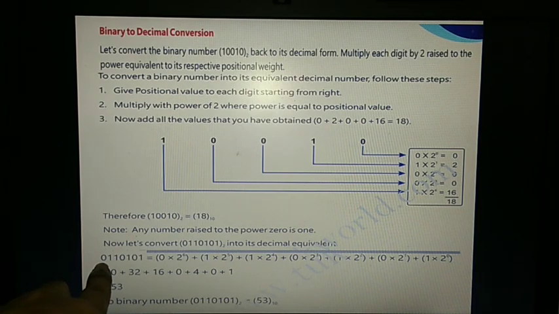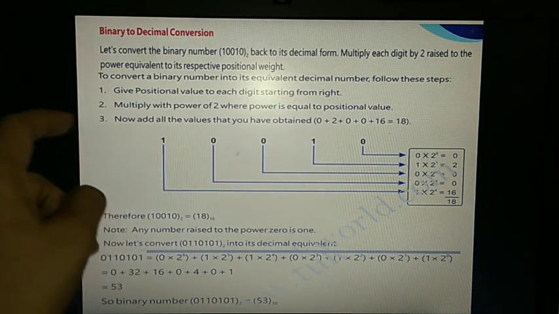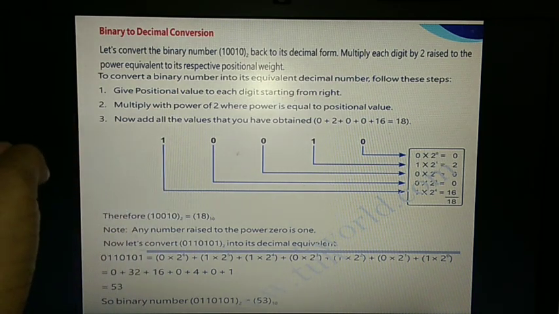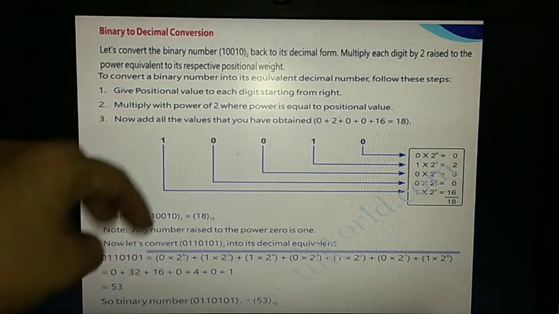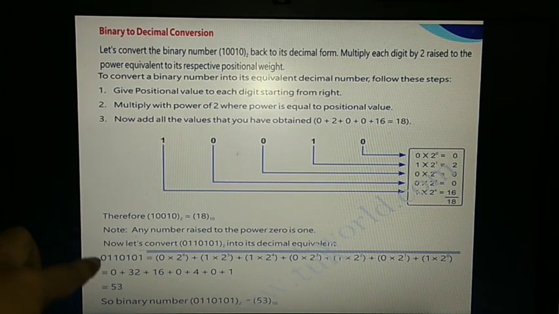You are supposed to multiply by 2. When you are converting your binary number to a decimal number, you are supposed to multiply by 2. But when you are converting your decimal number to a binary number, you are supposed to divide by 2. Okay? Just see over here.